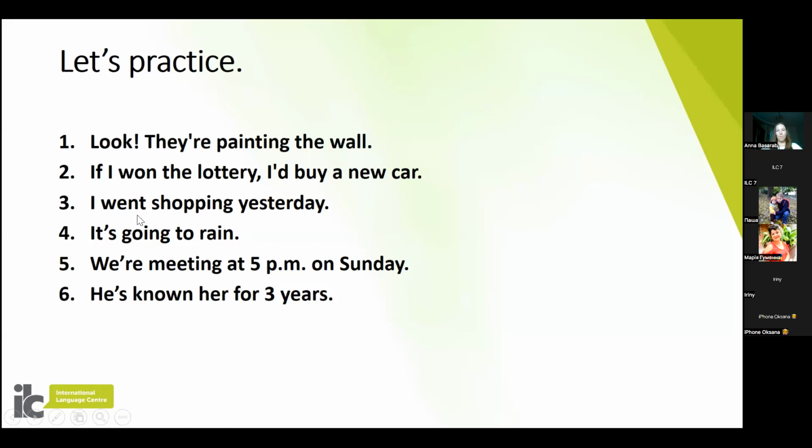This one, number 3. So I went shopping yesterday. So now it's a past simple, a finished action in the past at a particular time. Okay. So first we ask, is it about past? Yes. Is it a finished action? Yes. Do we know when it happened? Yes.